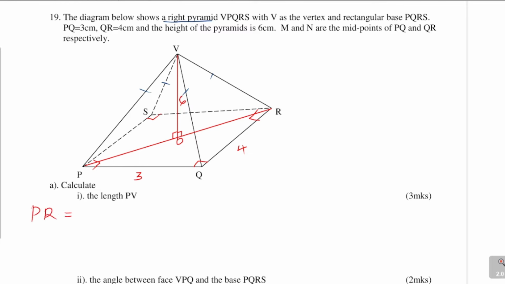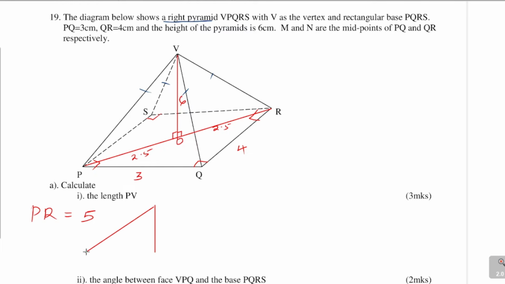PR, you consider triangle PQR, that is a right angle triangle, and there you use Pythagoras theorem, 3, 4, the other one automatically will be 5, 3:4:5. So PR is 5. And since O is the midpoint, this will be 2.5 and this one will be 2.5. Now to get PV, we shall extract a triangle here.